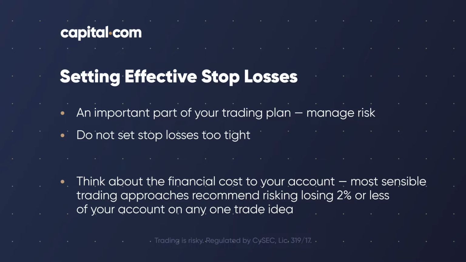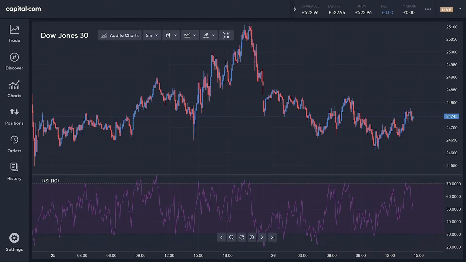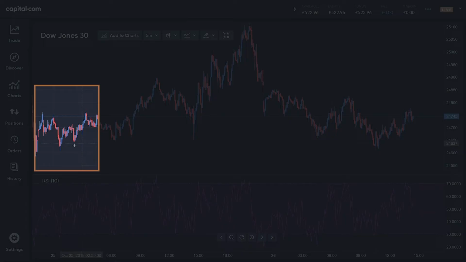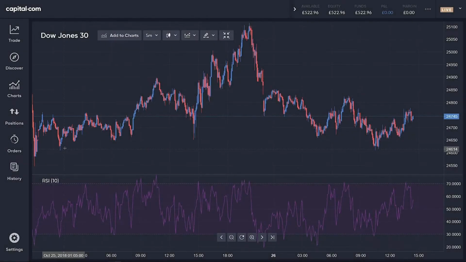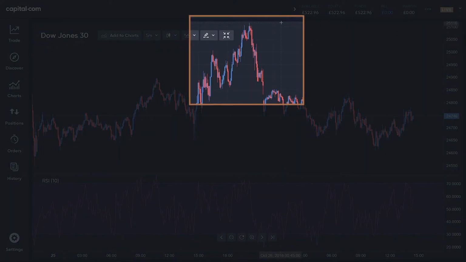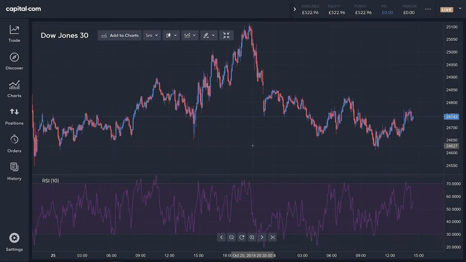Let's take a look at some charts to think about where we might want to place stop losses. Here's an example of a market that has been quite volatile. This is the last couple of days for the Dow Jones index. So the market's been as low as 24,600 and as high as 25,100. So it's a market that has traveled through 500 points in a little more than 24 hours. So if a market is as volatile as this, then the market moving 5, 10, 15 points is really nothing. So you need to bear in mind that market volatility when you're trading.